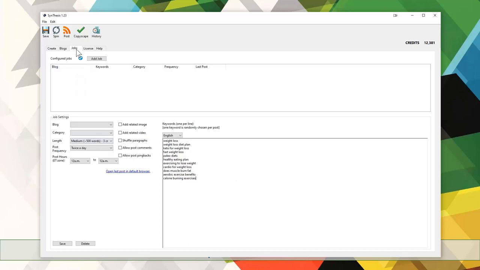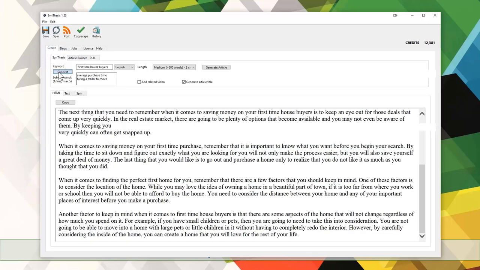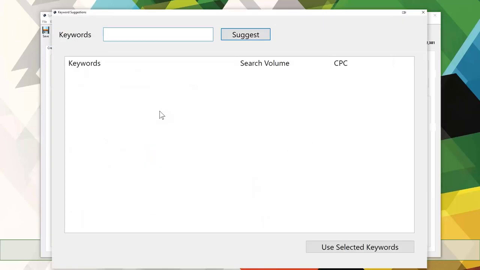So with the jobs, which is a great use of SynThesis, by the way, I recommend that you use auto posting. Really important to think about good keywords. And if that means that you've got to spend an hour building up a good list of keywords, do it. Spend the hour. Spend 2 hours if you have to, because that will save you weeks and weeks of work later down the line. So the keyword is really essential.